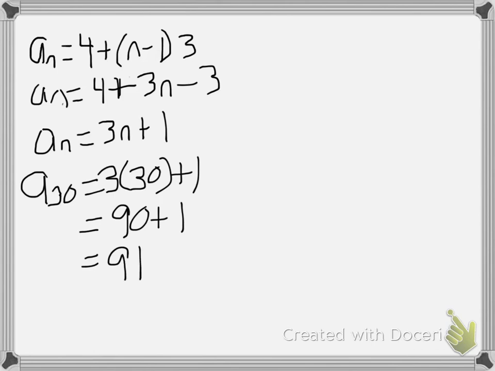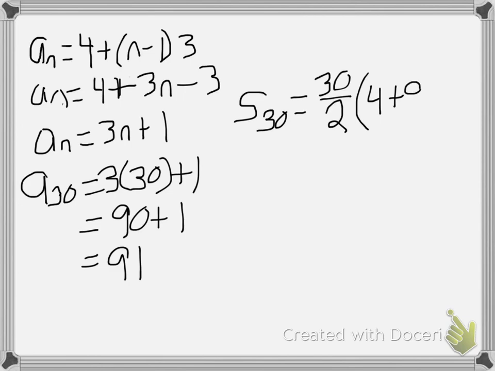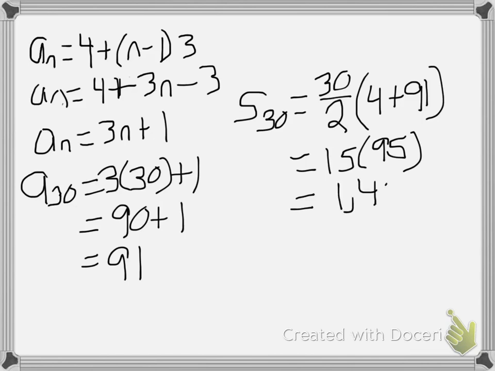All right, so now what's the sum of the first 30 terms? Well, we have 30 divided by 2, just going back to the formula, times the first term, which was 4, plus the 30th term, which was 91. So I have 30 divided by 2 is 15, times 95. All right, so what is 15 times 95? Well, that's simply 1,425.